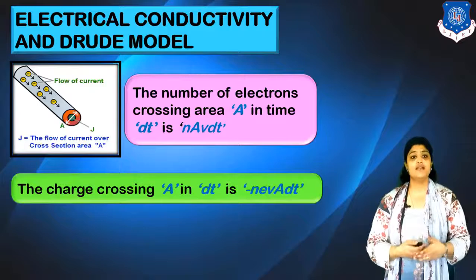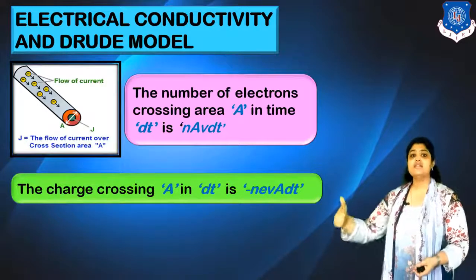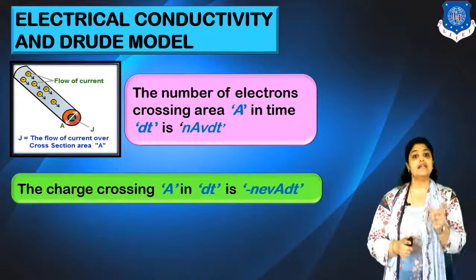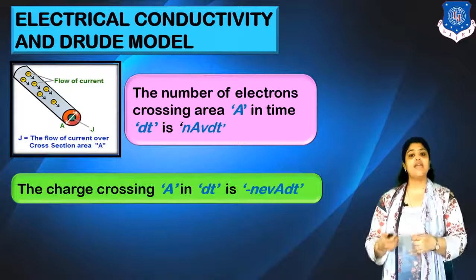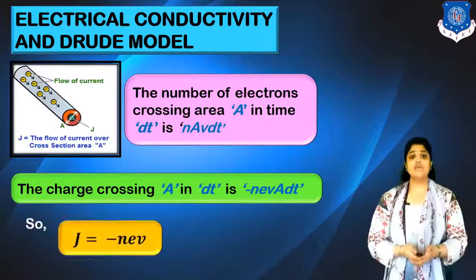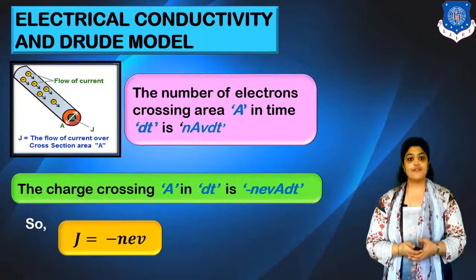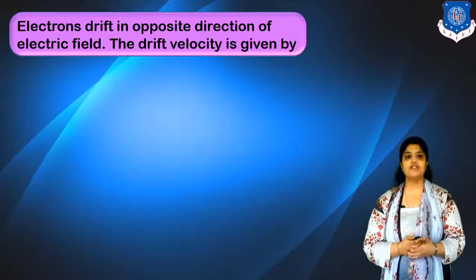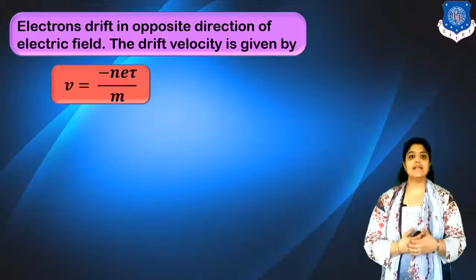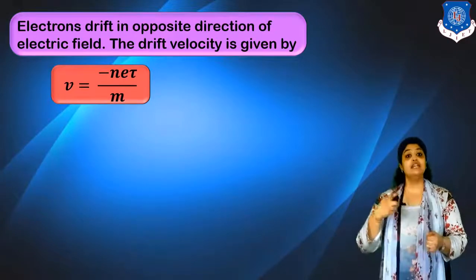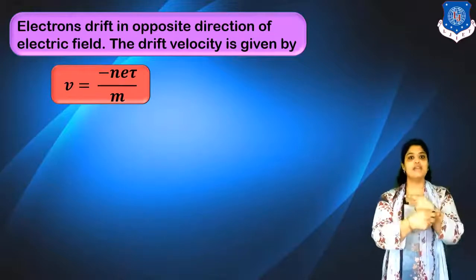So on the basis of this, if the number of electrons is nAv dt, the charge crossing the area A in the time interval dt is nevA dt, as we multiply it by the charge of the electron. So we get the equation J = -nev. Now we know that electrons drift in the opposite direction of the electric field and the drift velocity is given by v = -eEτ/m. Again, you have a negative sign in this equation which indicates that the drifting is in the opposite direction of the electric field.